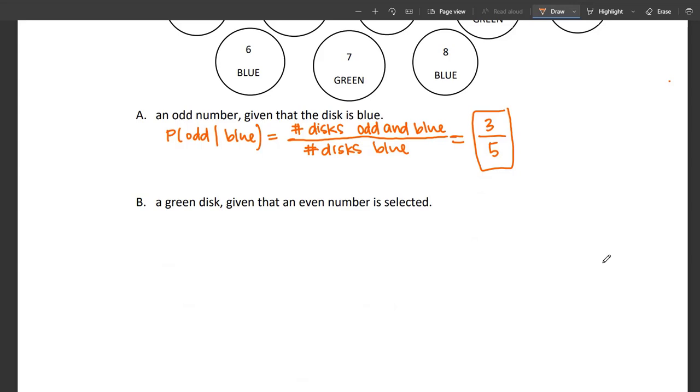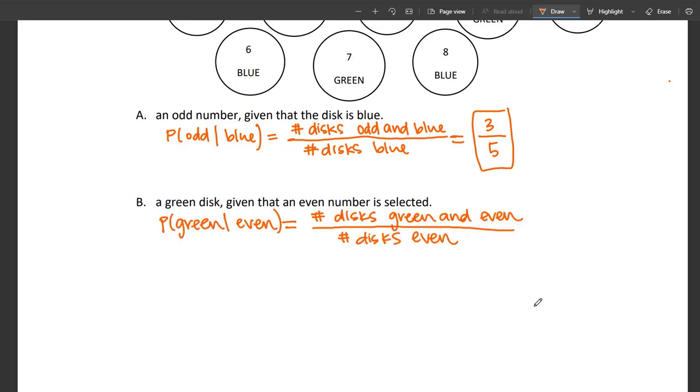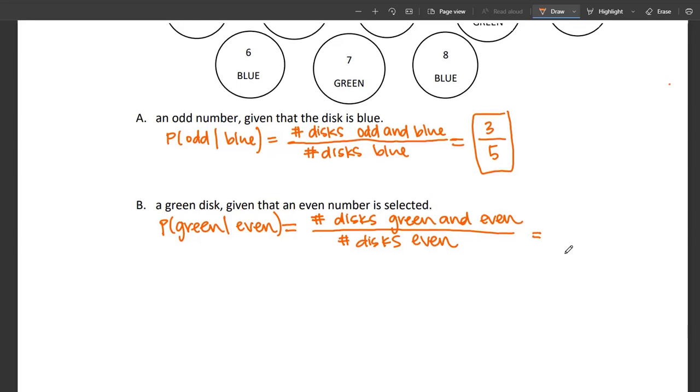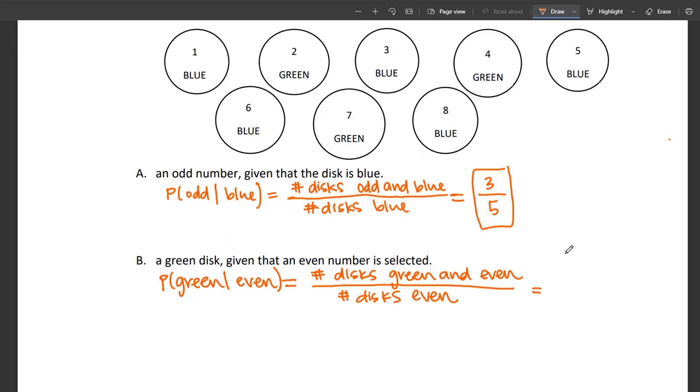On B, we want a green disc given that an even number is selected. So we're going to have the number of discs that are green and even on top divided by the number of discs that are even. So the discs that are green and even, we have one right here, one right here, so we have 2. And then the total number of discs that are even, we have 1, 2, 3, 4. So 2 out of 4 reduces to 1/2.